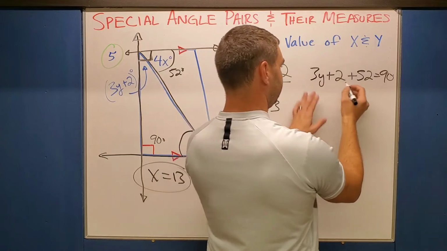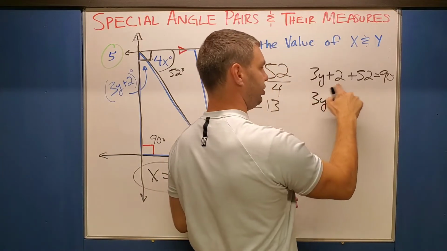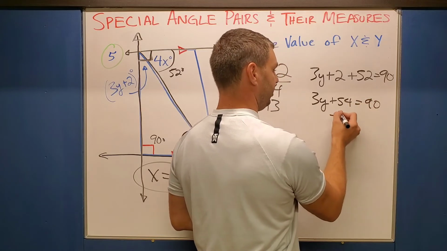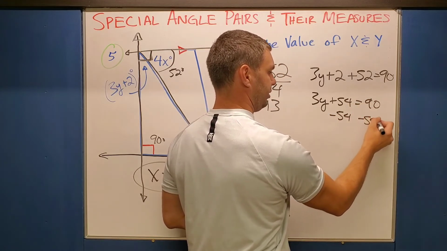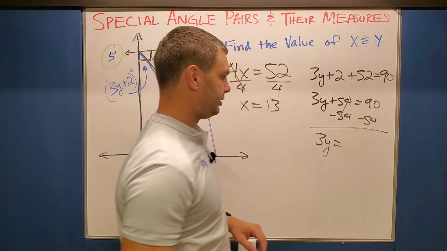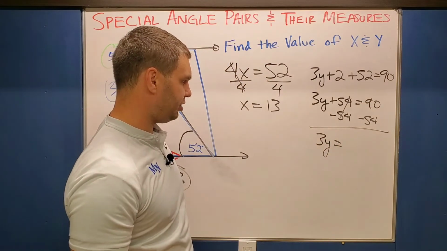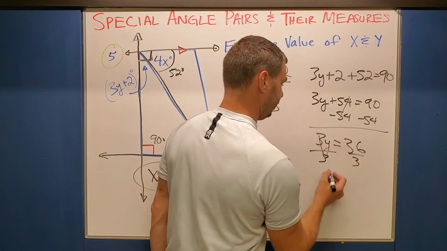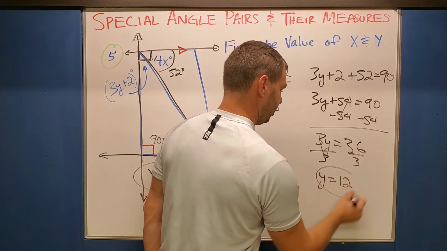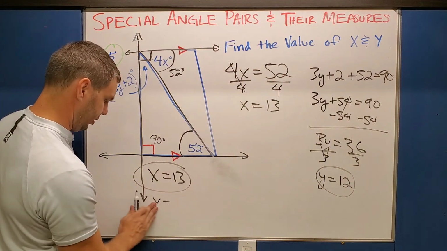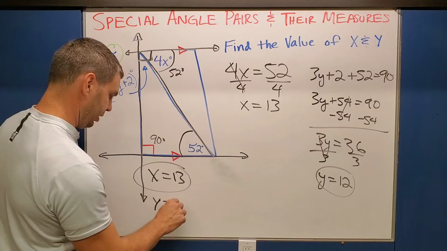So 3y is going to stay 3y. 2 plus 52, though, can be 54 equals 90. Move the 54 to the other side by subtracting it. And now I get 3y equals, let's see, 90 minus 54, that is 36. Divide both sides by 3, and we get y equals 12. All right, so my two answers here, we have x equals 13, and y equals 12.